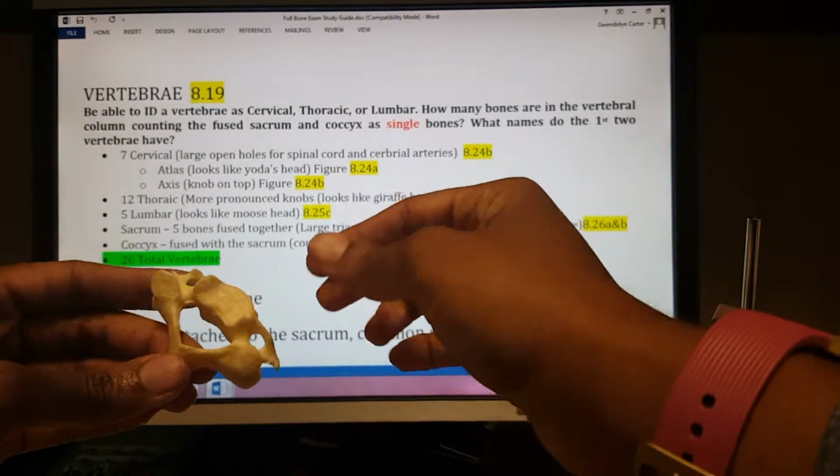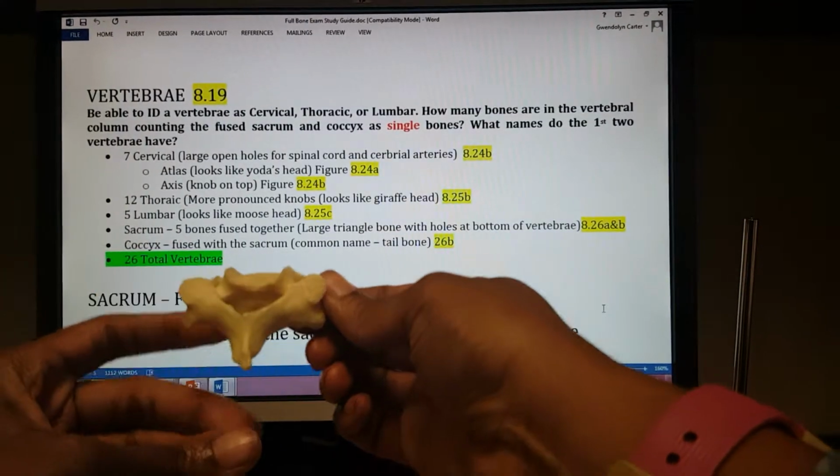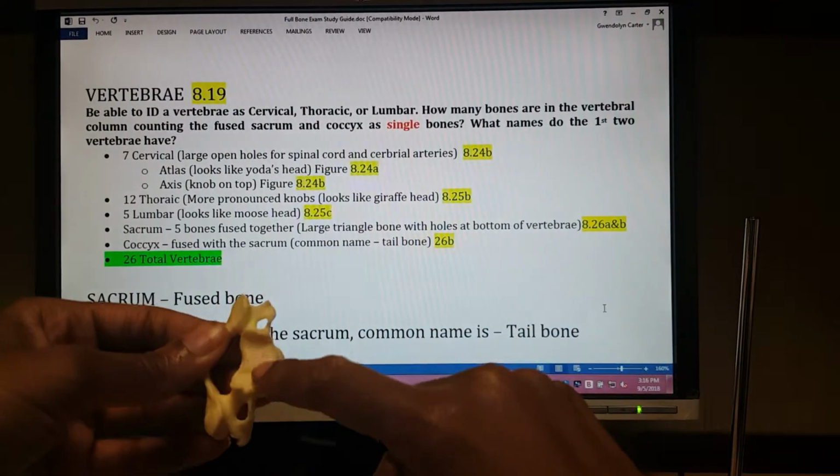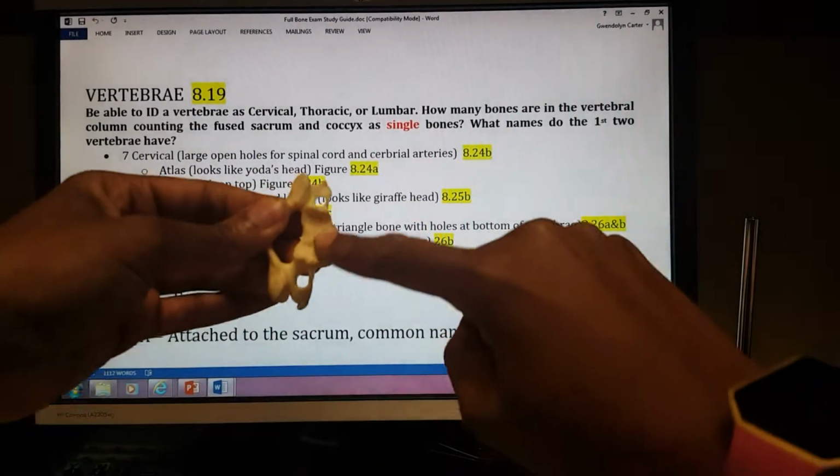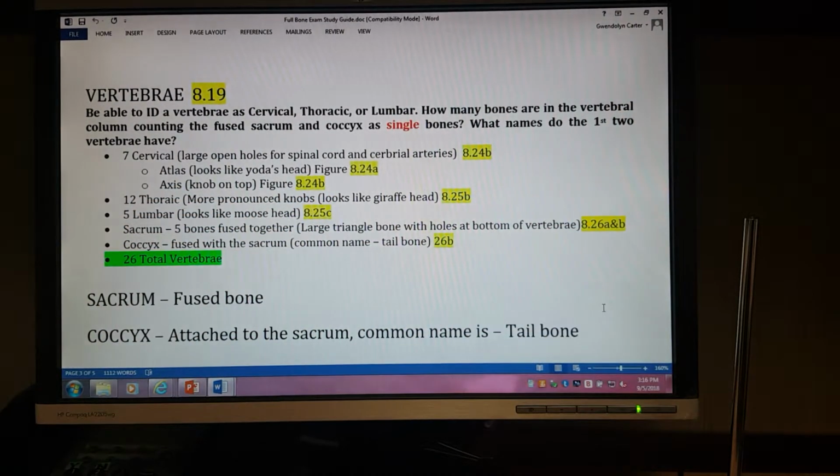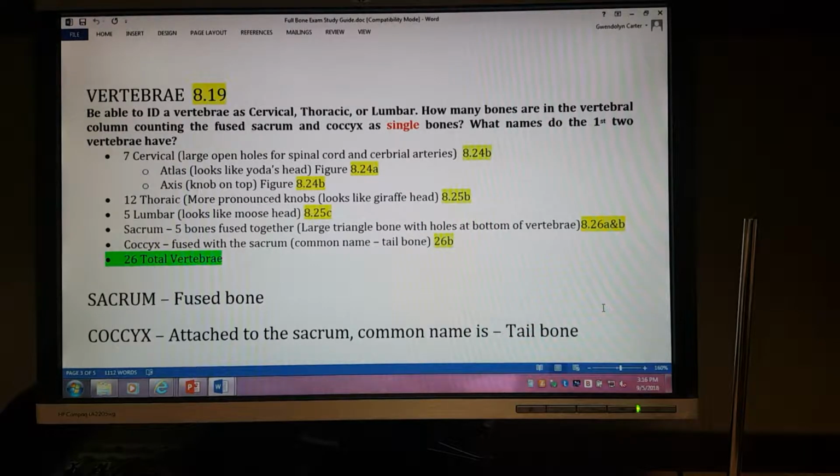Another feature of your cervical vertebrae is that the body of the vertebra is small, because there's not much weight sitting on top of it. There are 2 cervical vertebrae that you're going to have to know. Your C1 vertebra looks quite different, as does your C2. Your C1 cervical vertebra is called the atlas. C2 is your axis.